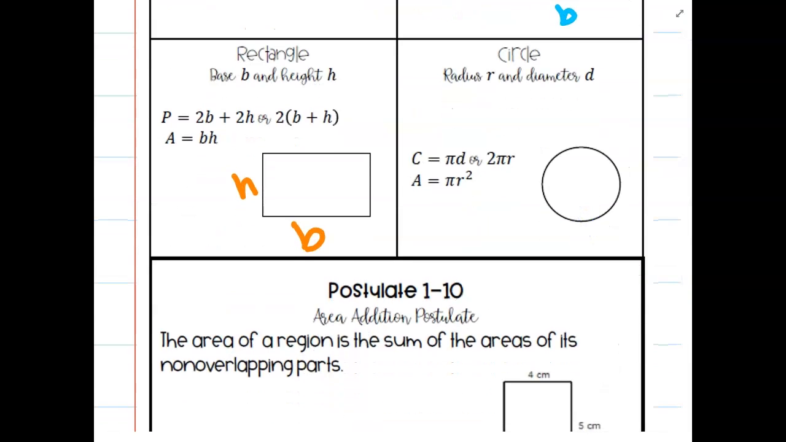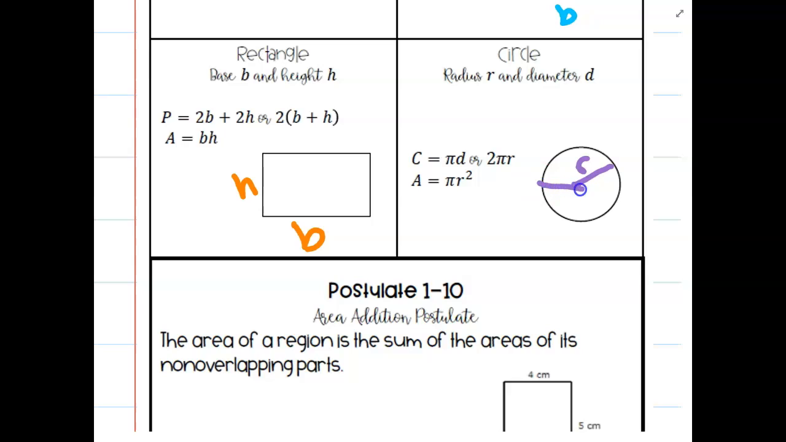Okay, now with the circle, there's two different ways that you can be given information about a circle. Okay? So we could have what's called the radius. The radius is going to start at the center point and go outward to any outside area, okay? That's the radius. It's the halfway point.